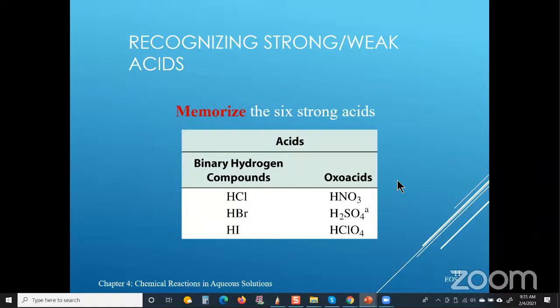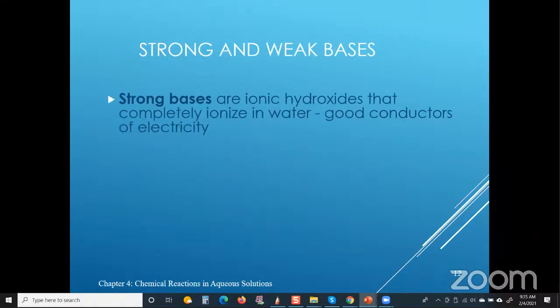If you understand the concept of strong acids and weak acids, then you should be able to appreciate and understand the concept behind strong bases and weak bases. The definition of a strong base is given here. These are typically ionic hydroxides that undergo complete ionization in water, and therefore, as in the case of strong acids, they are good conductors of electricity.